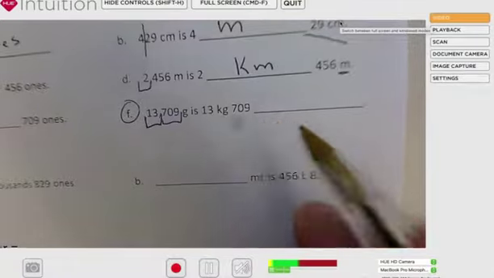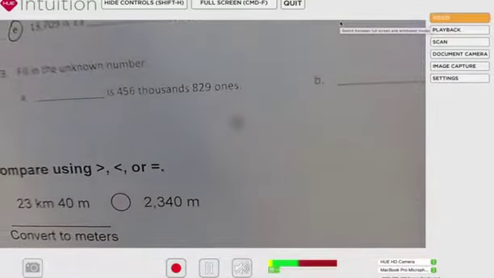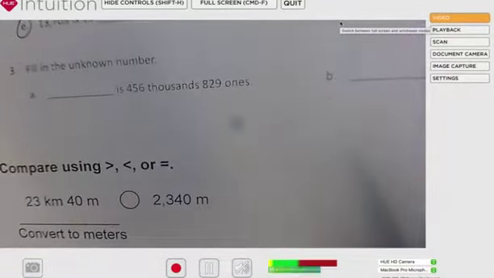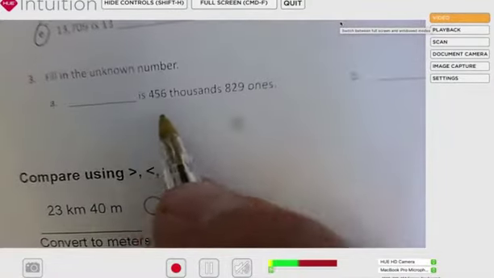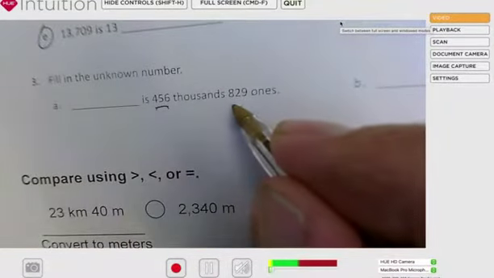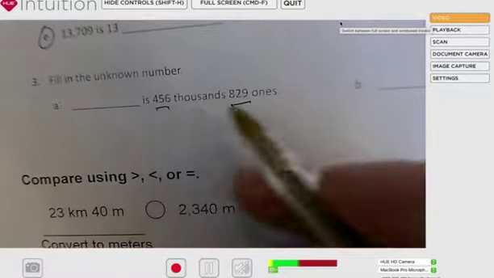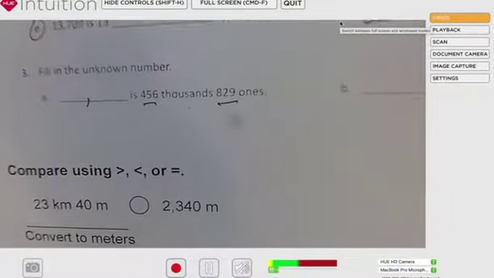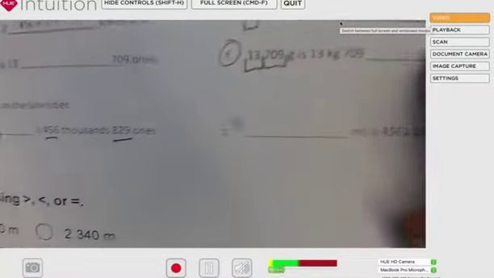Okay, so I want you to write that in. Fill in the unknown number. Folks, just take this and this, combine it together, and put a comma in between it. You could do this. I want you to do that as well.